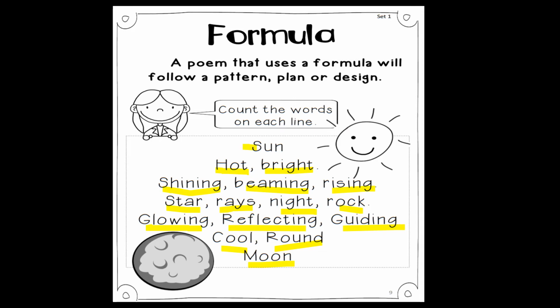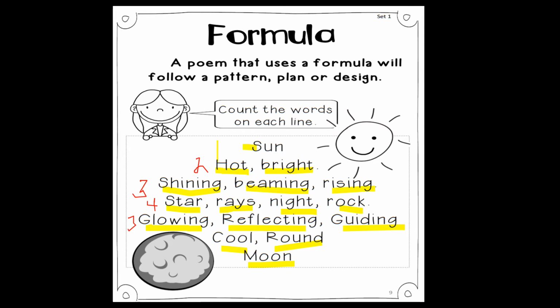I found a pattern. On the first line, I had one word. On the second line, there were two words. On the third line, there were three words, all ending with ing. On the fourth line, there were four words. But on the fifth line, it went back down to three. And they all have ing at the end.